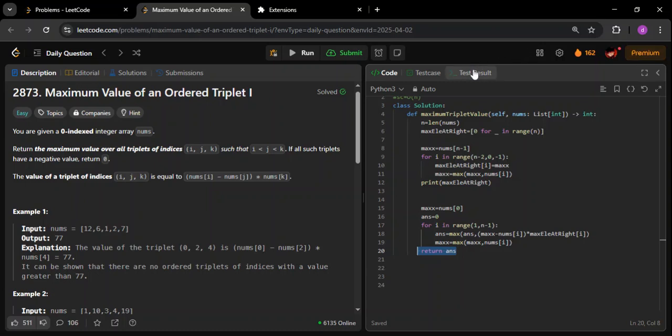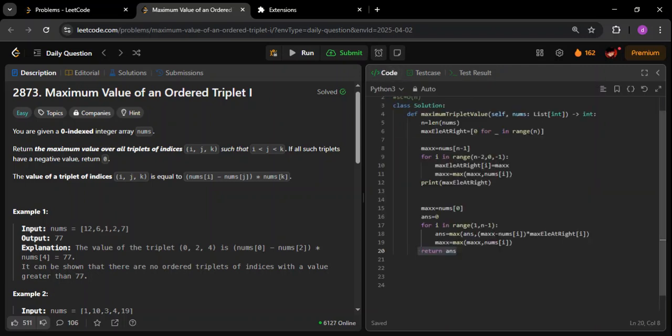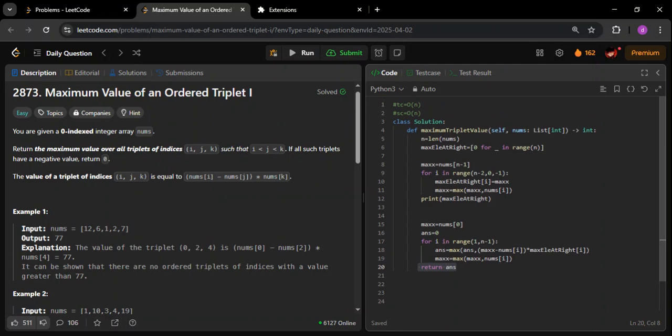So let me quickly run this and show it to you. As you can see, this is clearing all the test cases, and it is taking around 1 to 2 milliseconds. It is beating around 90% of the test cases in Python. I mean, 90% of the solutions in Python.